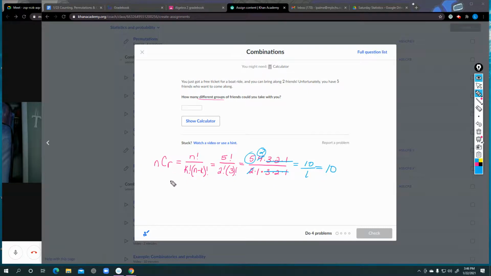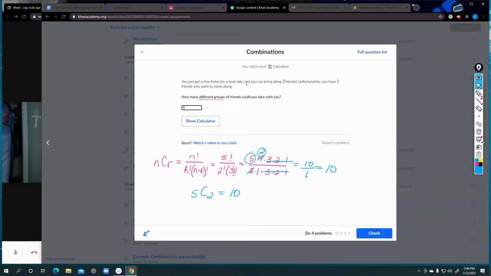So you can always double check this: 5 C 2 would be 10. Click that into your calculator. 5 with the combination of 2 gives us 10. So that is 10 different groups for 2 people out of the 5 friends that you have.